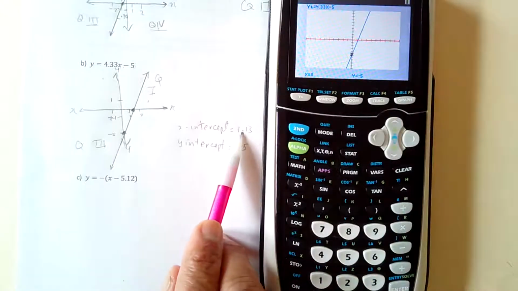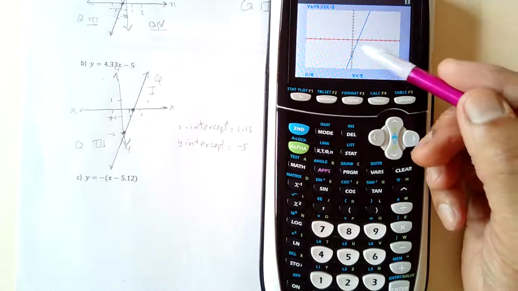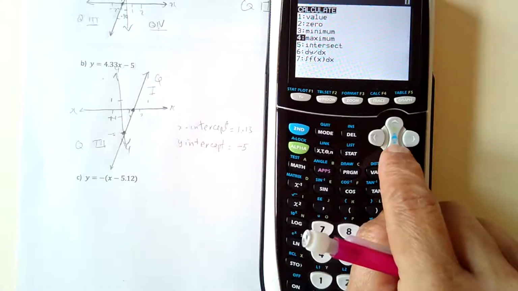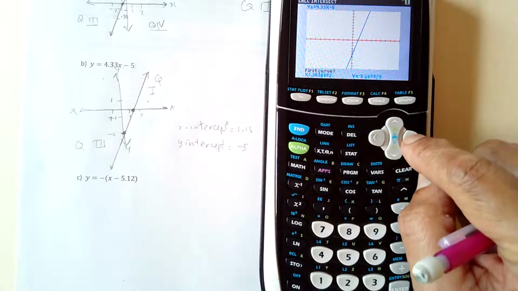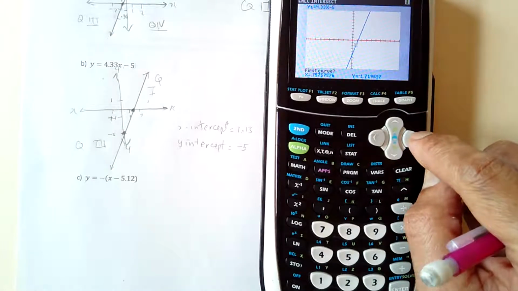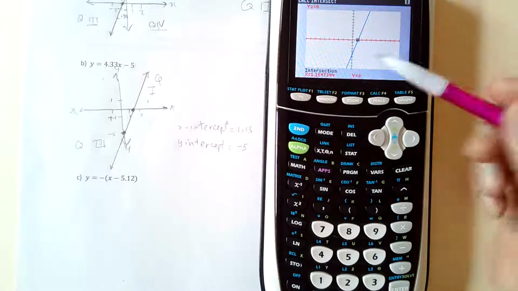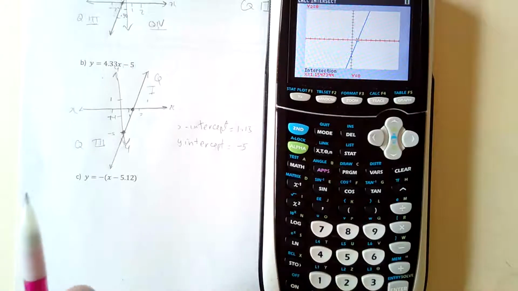And we should have 1.155 for my x-intercept. Let's go down. Second trace, I'll go down to intersect, and I'm going to go up here. Now I press enter 3 times, and we get 1.15, which is exactly what we have.